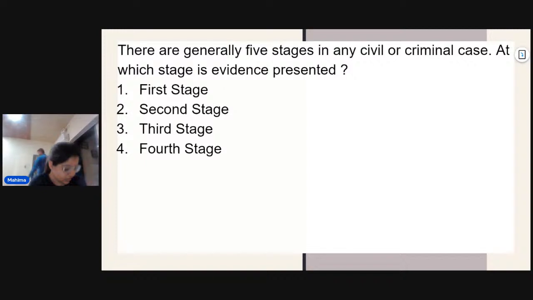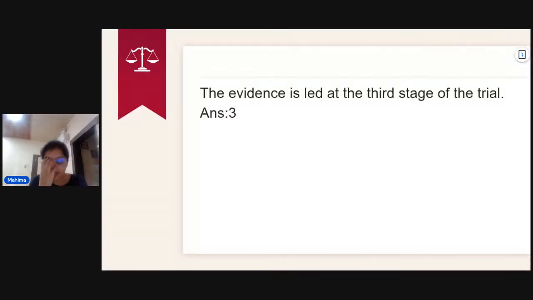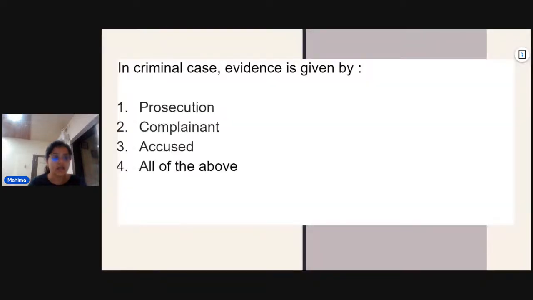Can somebody tell me in the chat box what all 5 stages are there in a criminal proceeding? Yes, it is the third stage. The evidence is taken at the third stage. In a criminal case, evidence is given by prosecution, complainant, accused, all of the above.